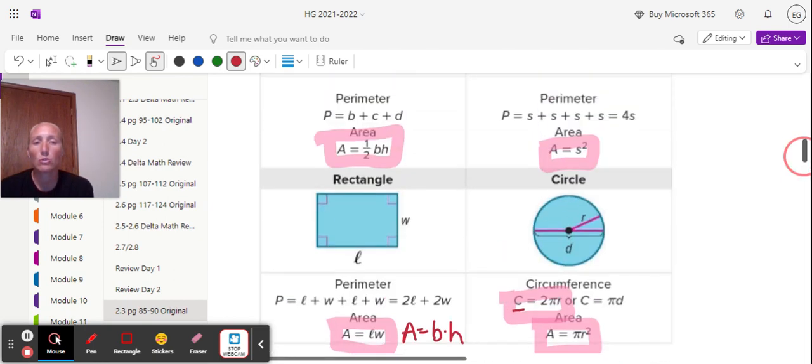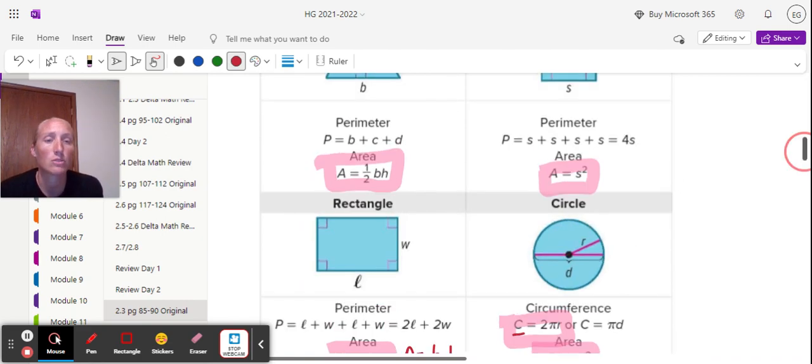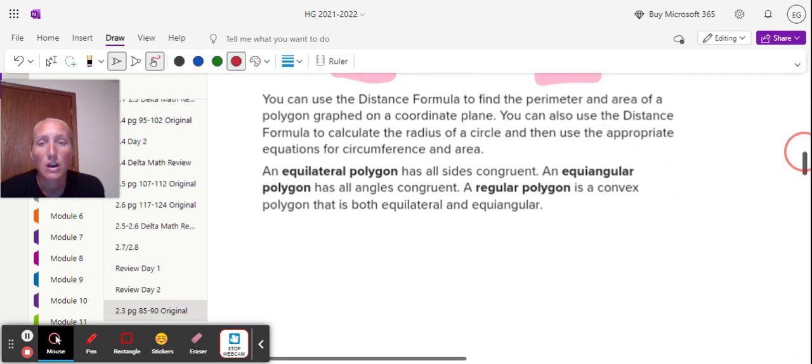Okay, but you need to know those formulas. Those are not something that I will be giving you. If you need to make flashcards to memorize them, we will be using those throughout the year. So you need to have those down pretty well.